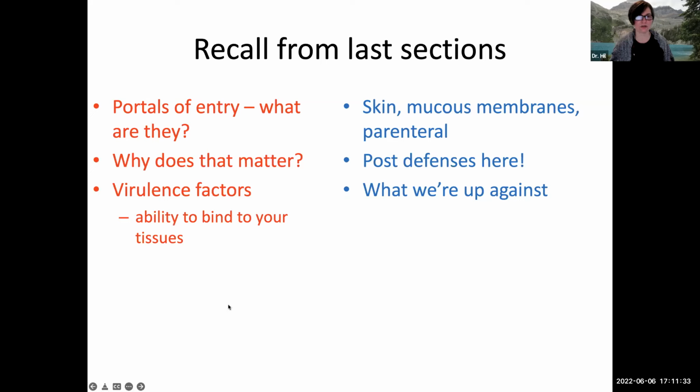I'd like us to recall some of those virulence factors. What were some of the things that allow pathogens to bind to our tissues? Anything you can think of, put that into the chat. What were some of the virulence factors, the tools that pathogens use in order to grab onto us? Yeah, bacterial fimbriae and viral spikes were two good examples.